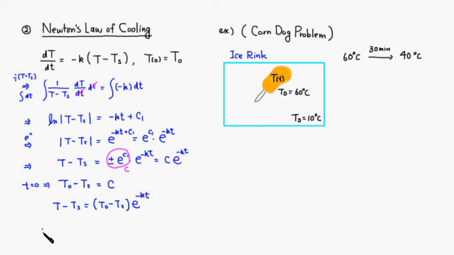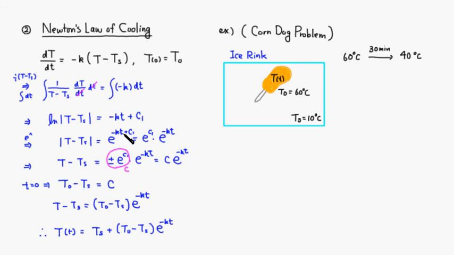So therefore, we have this temperature function T. We can just move this term over to the other side, so this becomes T_s plus (T0 - T_s) times e to the -kt. This is the solution of this initial value problem.